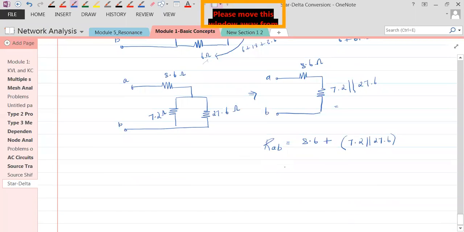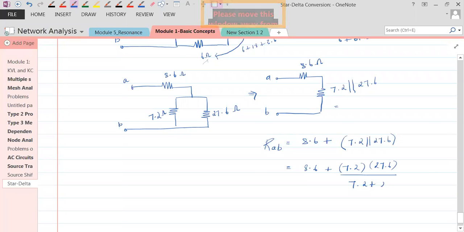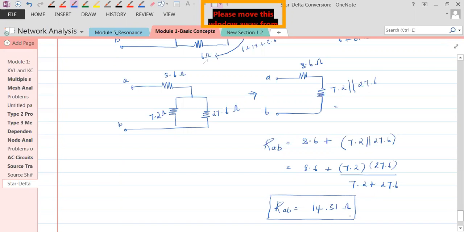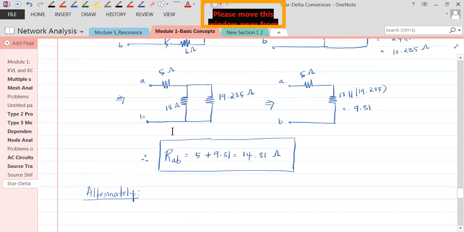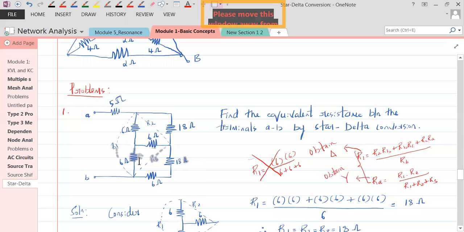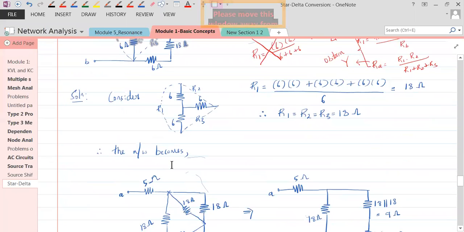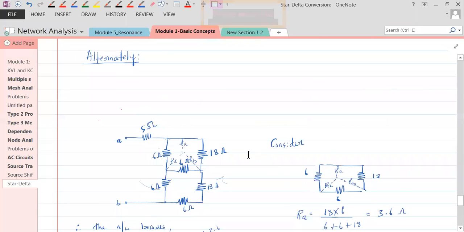How to do this? This is 8.6 plus the parallel combination, which is the product of the two resistors divided by the sum of those two resistors. So what is this supposed to be? It is 14.31 ohms, which is the same as we have got in the first method. The approach is different. Here, in the second approach, we converted the delta into a star. In the first approach, we considered the star and converted that into a delta. Is that understood, everybody? Yes?